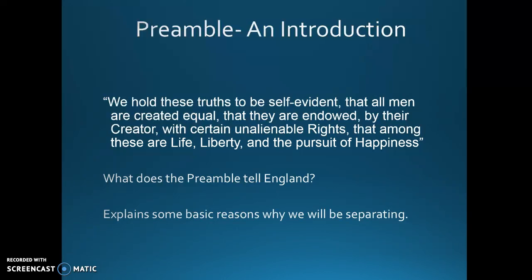So what this basically is telling England, as it says down here, is that our natural rights have not been met, God-given rights, that's where it says Creator, and so we'll be separating because our rights are not meeting the needs, so you're not meeting the needs of our people. So we call that the natural rights of man.